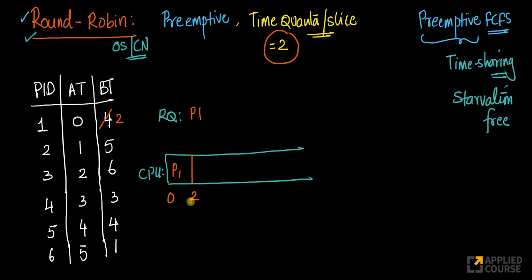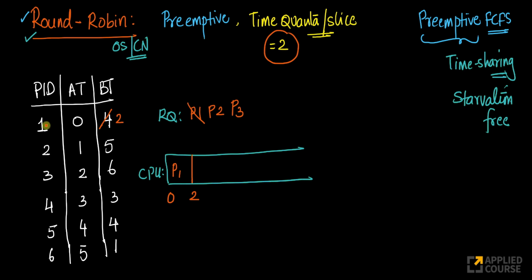Now within these 2 seconds, what happened? P2 also came into the queue. P1 is removed from the queue and scheduled for 2 seconds because the time quanta is 2 seconds. While P1 is running on the CPU, P2 got added to the ready queue, and P3 also got added to the ready queue.